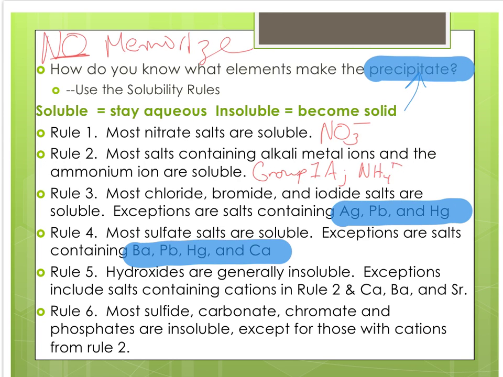Hydroxides, on the other hand, are generally insoluble, so they generally precipitate out. And this time the exceptions are the things that make them soluble. So anything in rule 2 will be soluble. Calcium, barium, and strontium hydroxides are also soluble, so they'll stay aqueous.